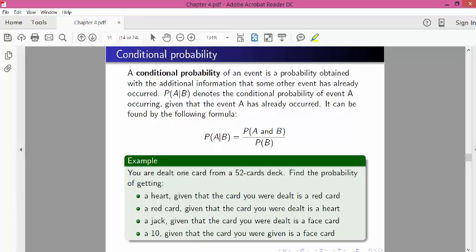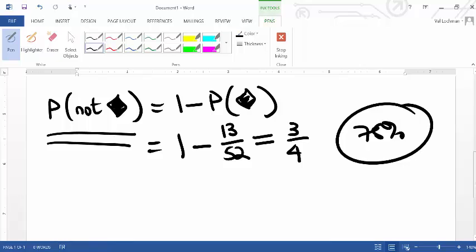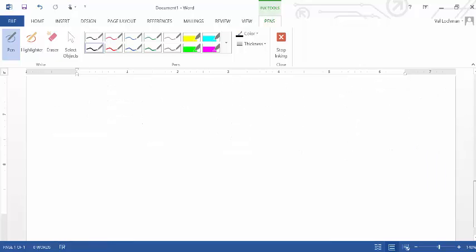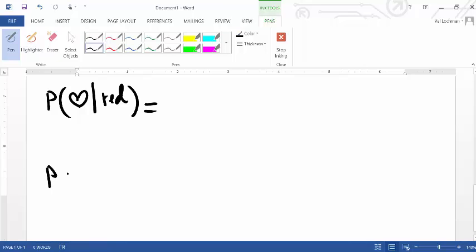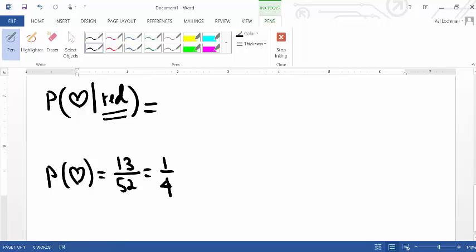Let me go back here and write it out. How would I write this example? Probability that it's heart, given that it's red. Let's just think about it. If I were to find the probability that my card is a heart, I would say that's 13 out of 52. That's 1/4, right? Now this information, the fact that it's red, changes a couple of things.